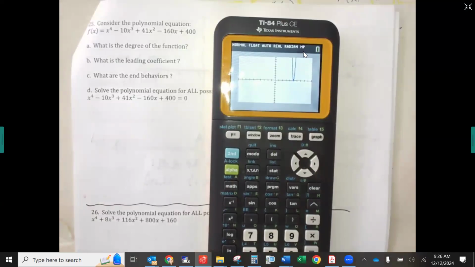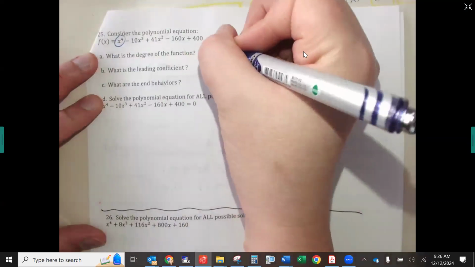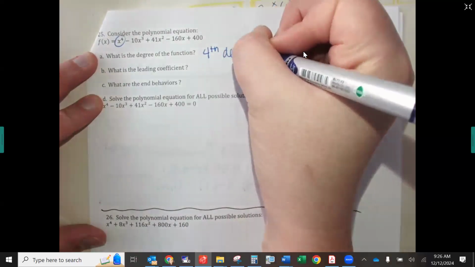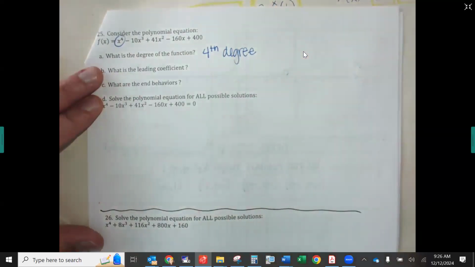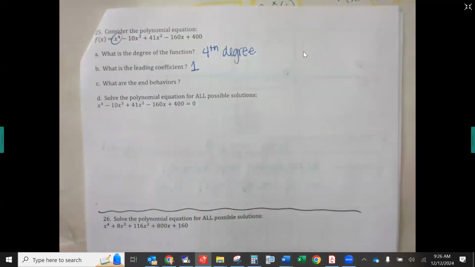Okay, actually, let's answer the preliminary questions before we do the solving. So what is the degree, or the highest power, that you see in this equation? It's a 4th degree. And then the leading coefficient would be the number in front of the term that has the highest power. So if x to the 4th is the highest power, what's the coefficient in front of that? A 1 is correct, because it'd be the number that comes in front of the x, a 1.